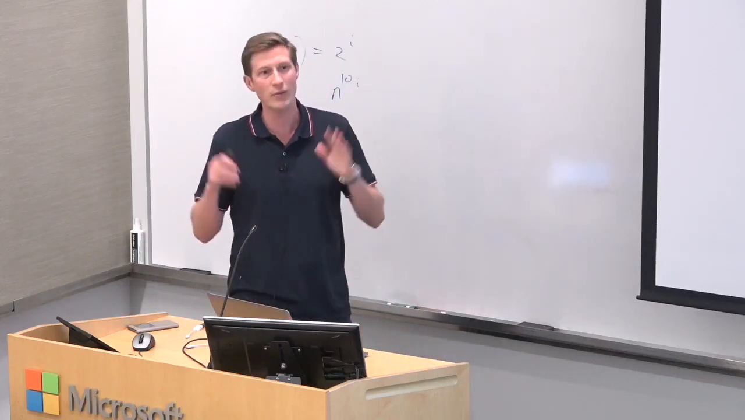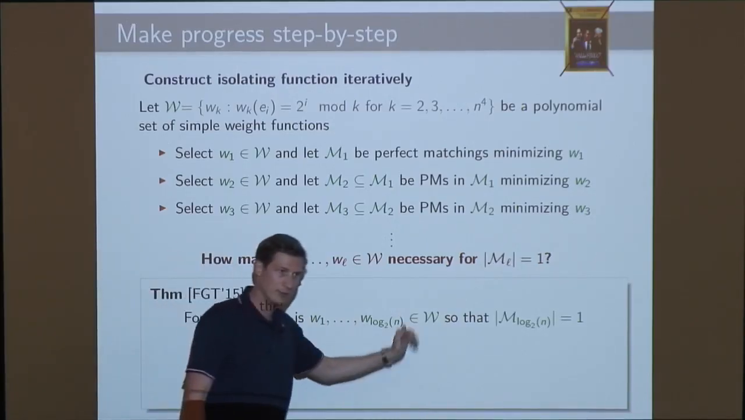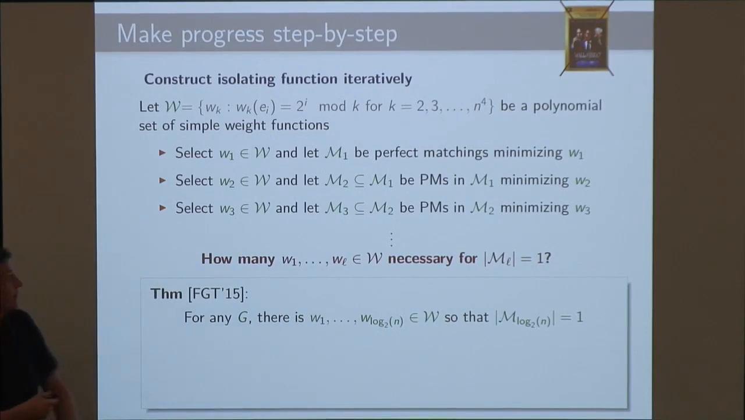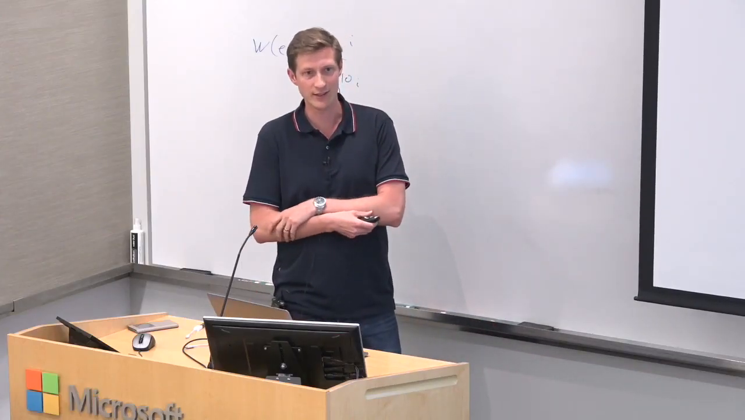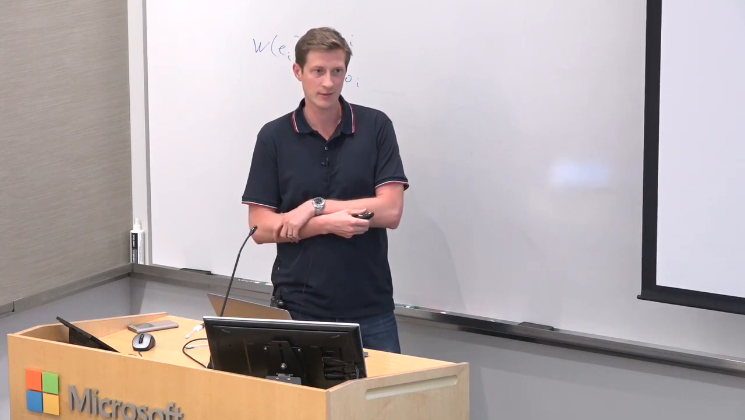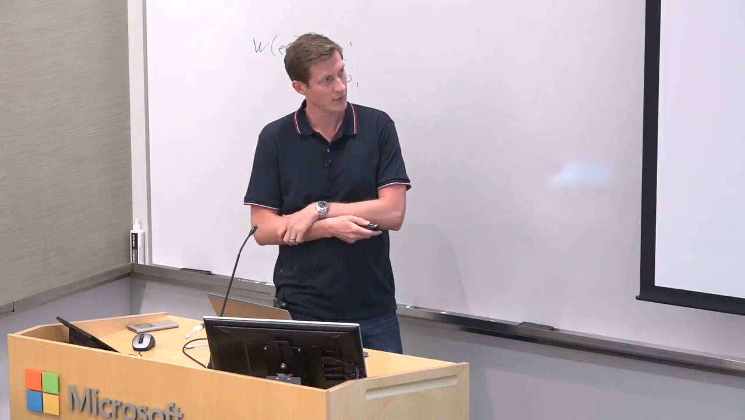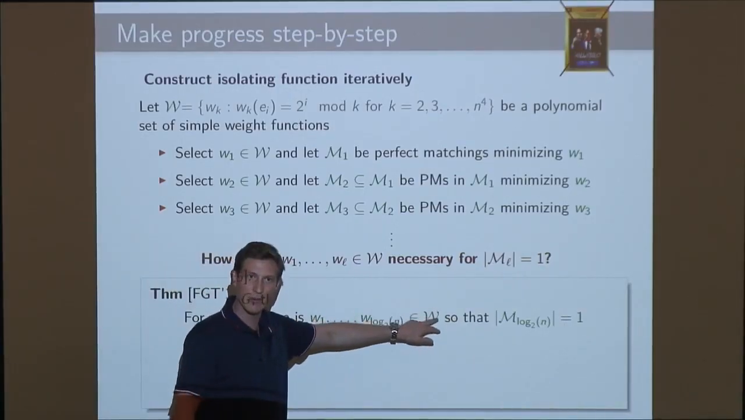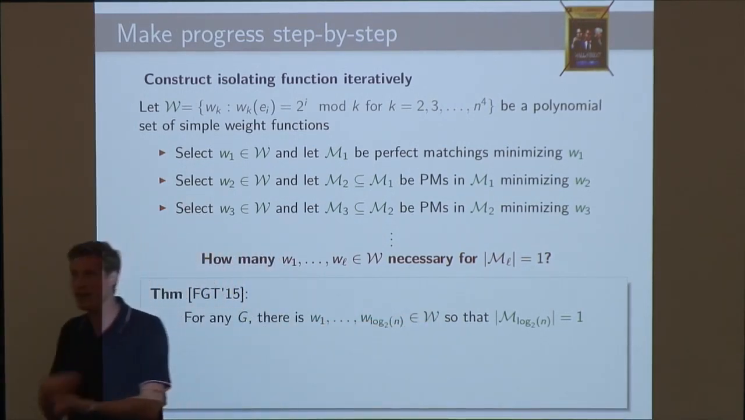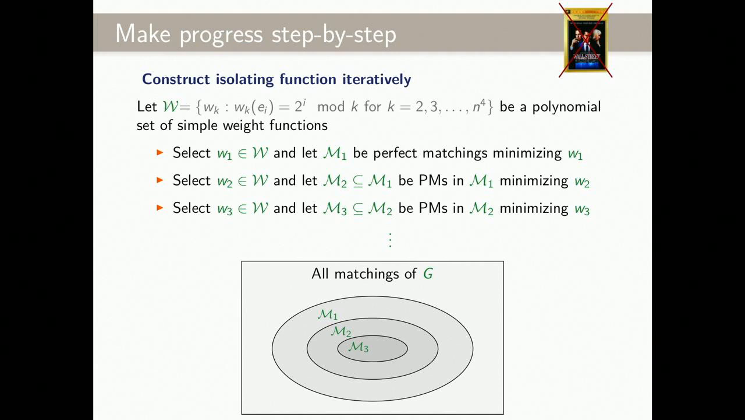Okay. So no matter which graph you give me, there exists a logarithmic many weight functions so that this min weight matching is unique. That's what you want to prove, right? That you get a unique min weight matching. So their family now will simply be this weight family to power of log n. I need to select log n weight families. Okay. So remember, it was lexicographic minimization. This is the existence.